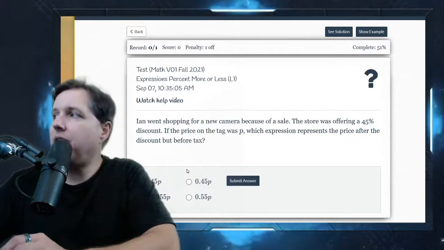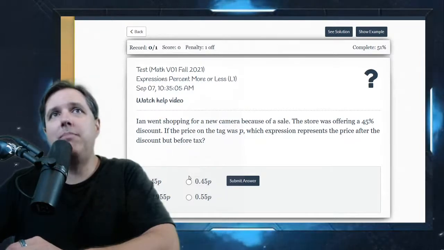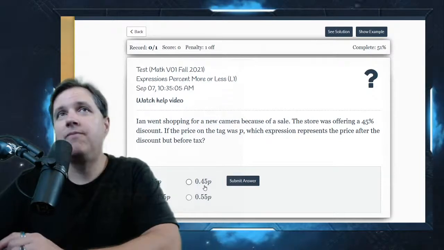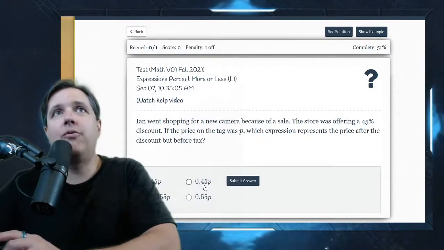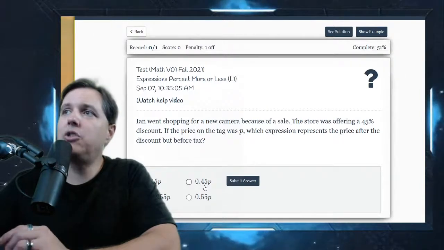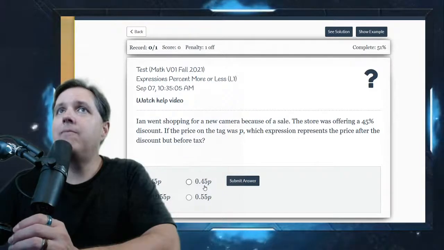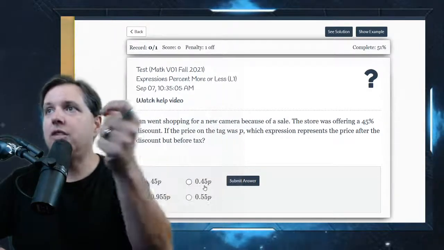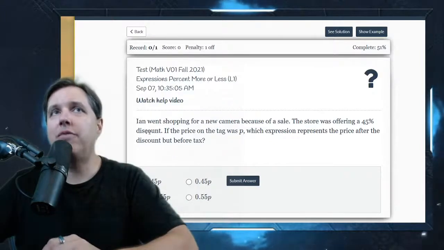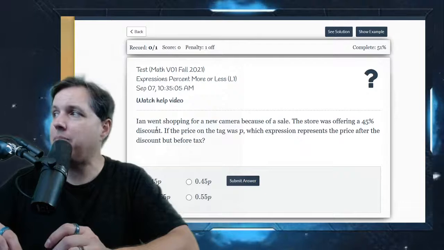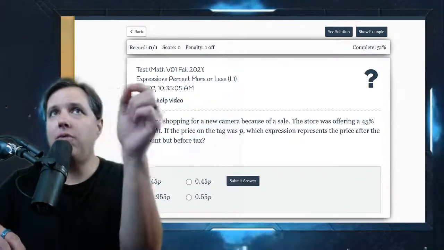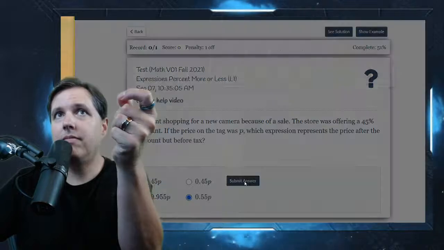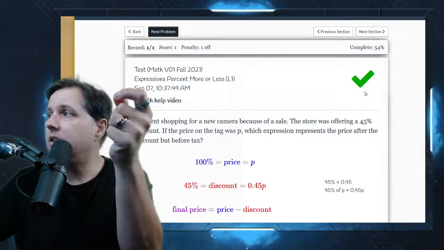0.45p and 0.55p. Now we have to be careful. A lot of people are going to jump immediately to 0.45p and say, well, it says 45% in the problem, so change that to a decimal, 0.45. I don't think so. Let's read again. The store was offering a 45% discount. Discount means they're reducing the price by 45%. Your price is not now 45% of the original. It's 45% less than the original. So the 45% is the discount, that's what's being reduced. You don't have to pay that amount. That's the reduction. If 0.45 is the reduction, then you're left with 0.55. See? Does everyone see that?